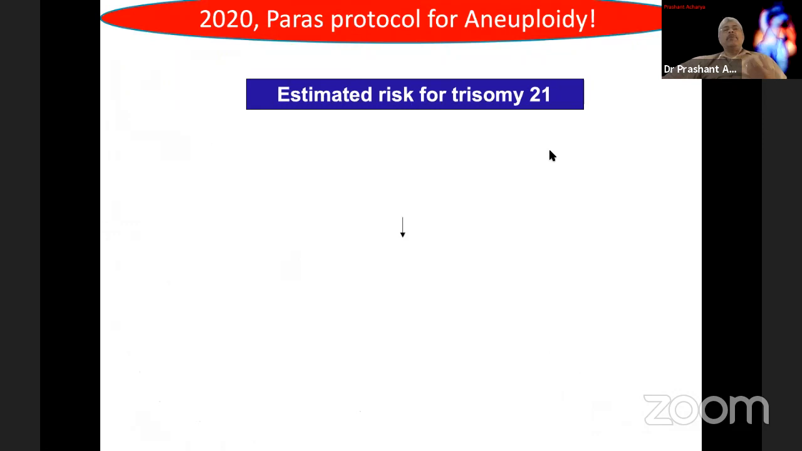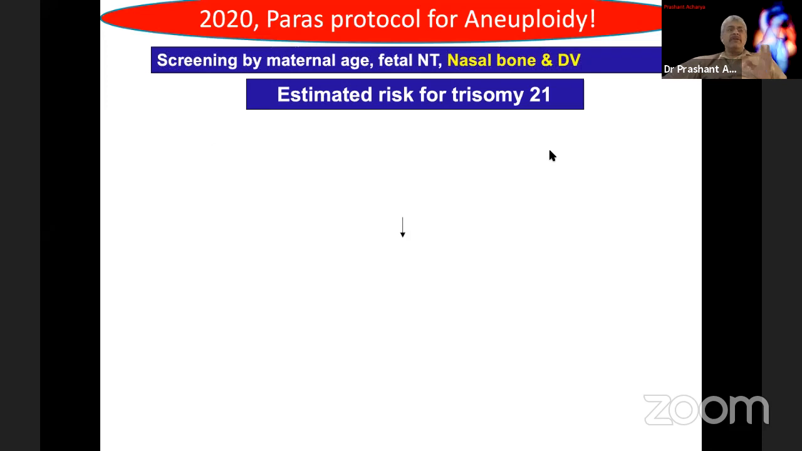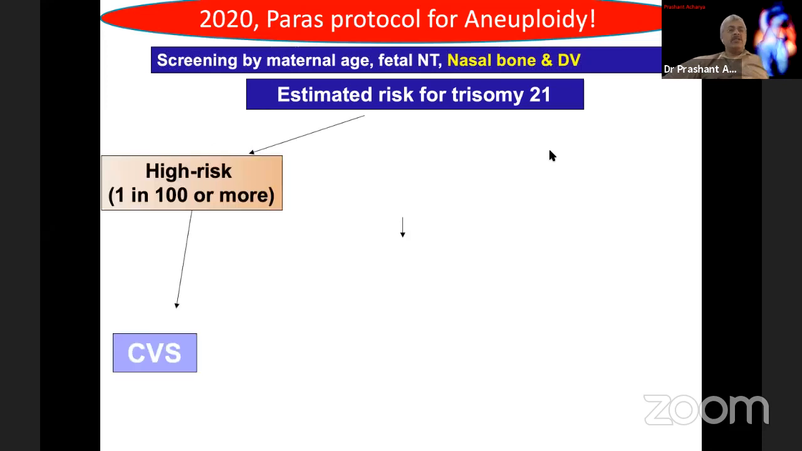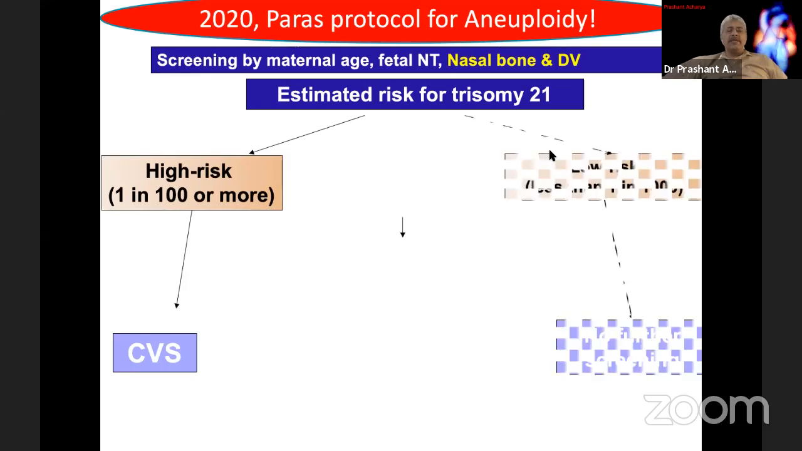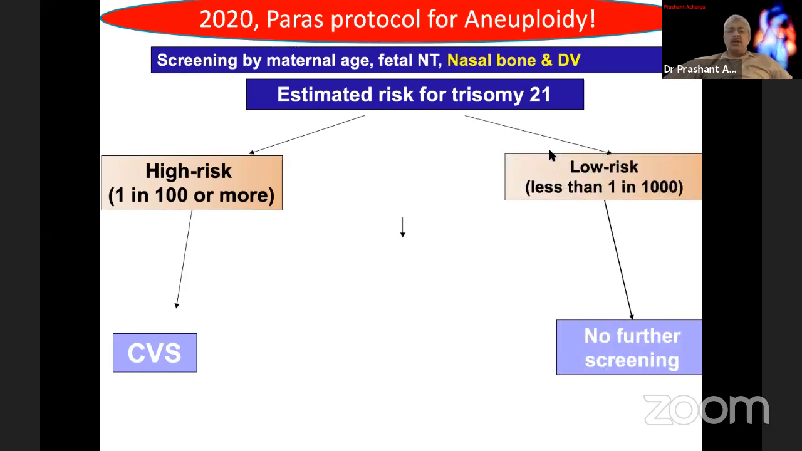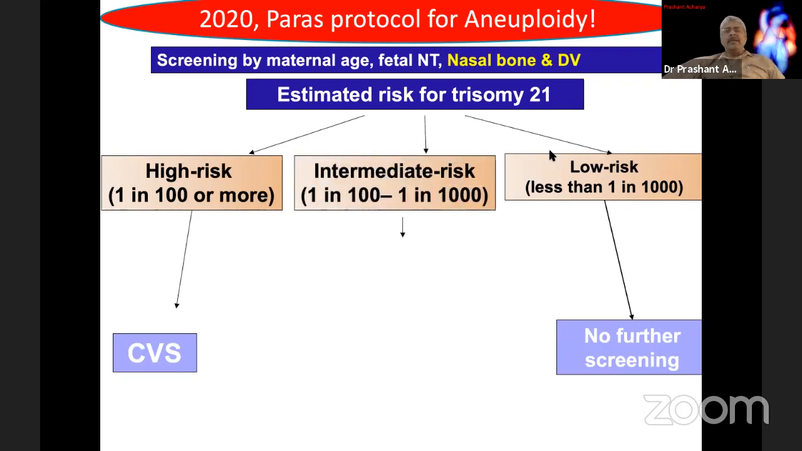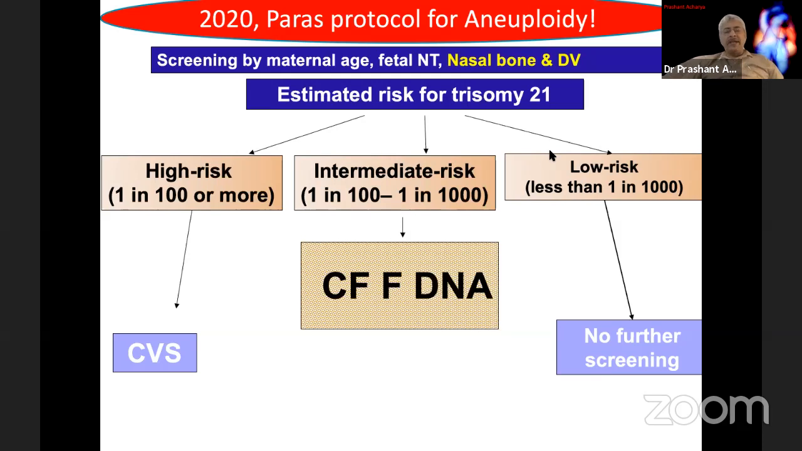So the protocol for aneuploidy here, whether it's the first trimester, is to estimate your risk for trisomy 21 by NT, nasal bone and ductus. If it is high risk, 1:100 or more, we go for CVS. Low risk, 1:1000 or less, no further screening is required. Intermediate risk, between 1:100 and 1:1000, we go for cell-free fetal DNA.